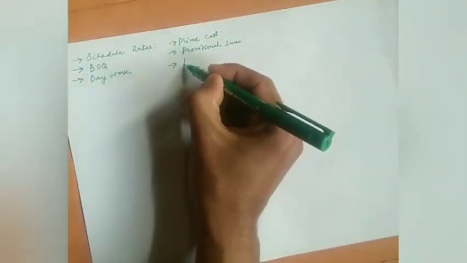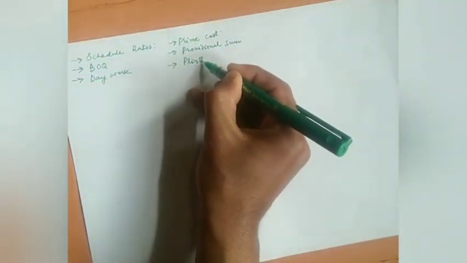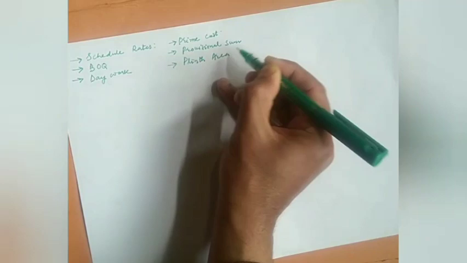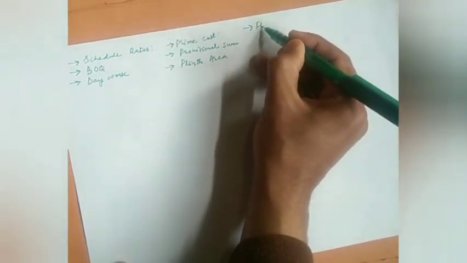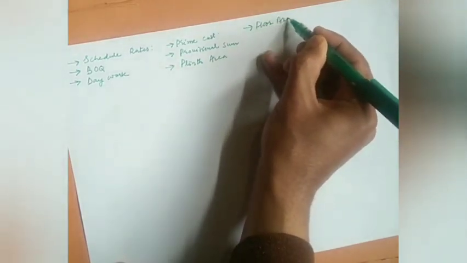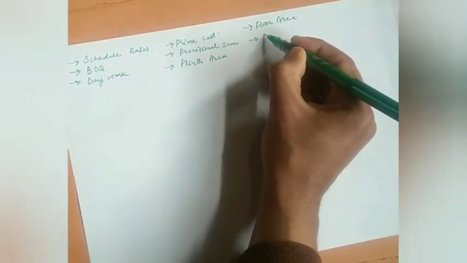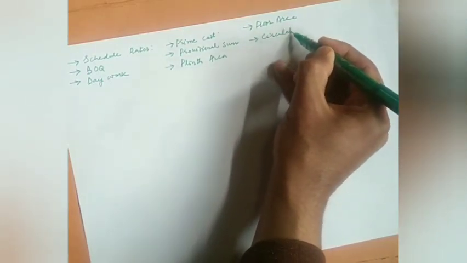Another term you should know about is the plinth area. Plinth area is simply the built up covered area of a building measured at the floor level of any storey. Similarly, we have the floor area. First, you should know about the plinth area, then what is floor area, what is circulation area.